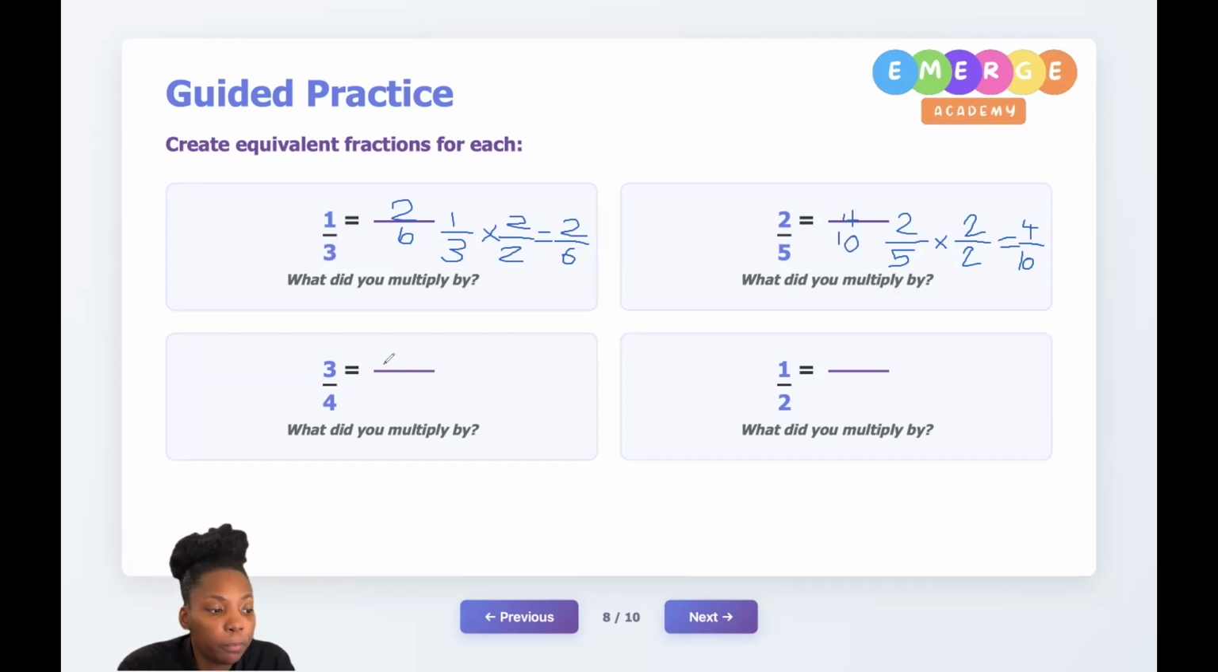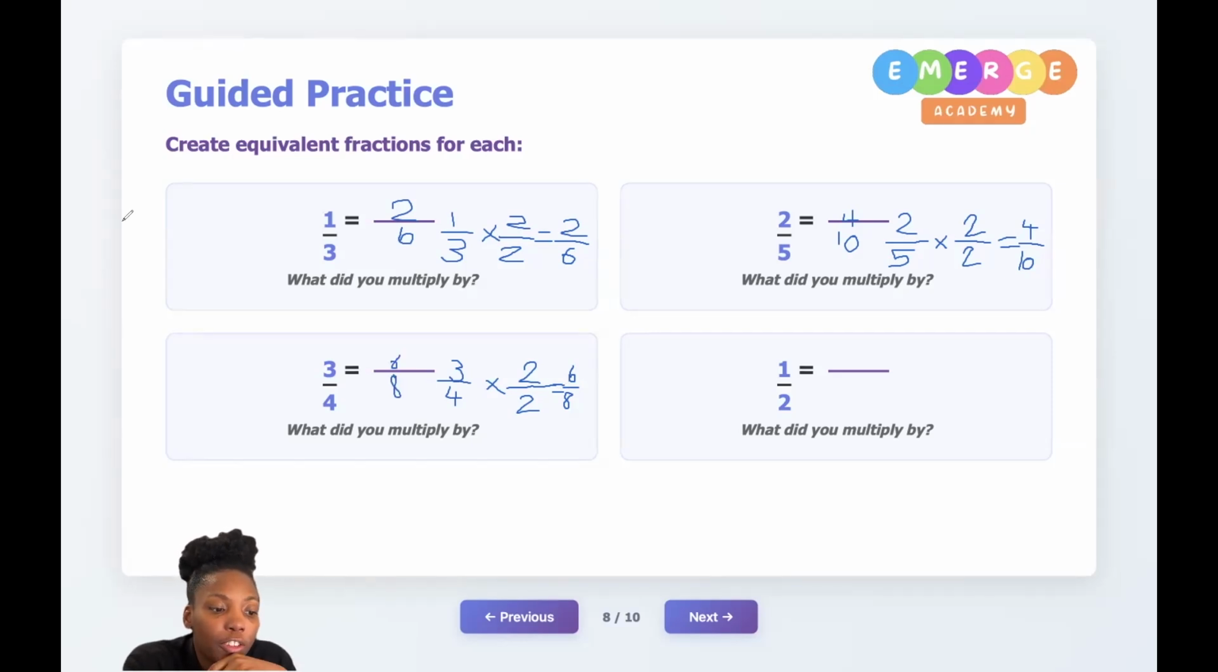3 over 4, and we're going to do the same thing. We're going to times it by 2 over 2. 3 times 2 is 6, and 4 times 2 is 8. That means that 3 over 4 is equal to 6 over 8.